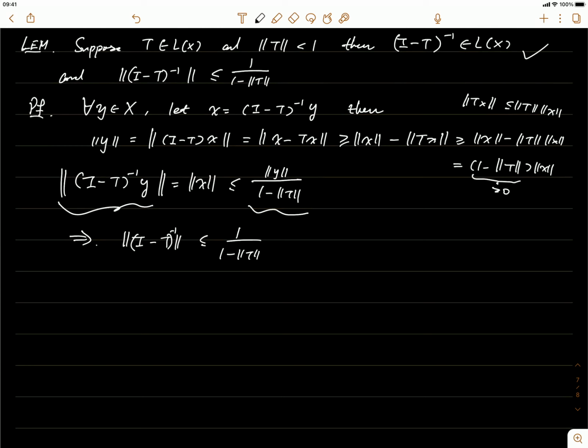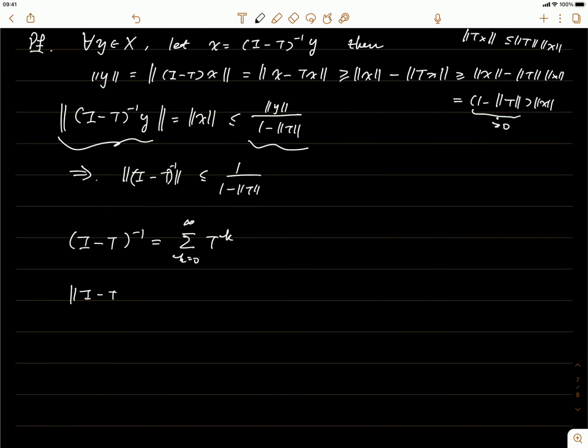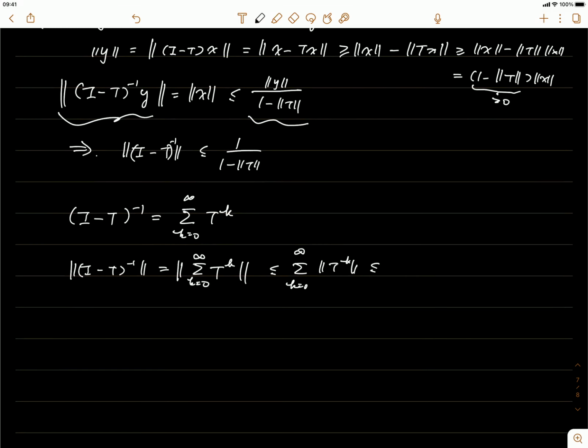Okay, so it's a very simple lemma, and there are other ways to prove this. For example, if T has a norm less than 1, then we can consider the Neumann series. We know that the inverse of I minus T is just the sum of T^k, k from 0 to infinity. Then the norm of the inverse of I minus T is equal to the norm of that sum of T^k, and this is less than or equal to the sum of the norms of T^k, by triangle inequality.